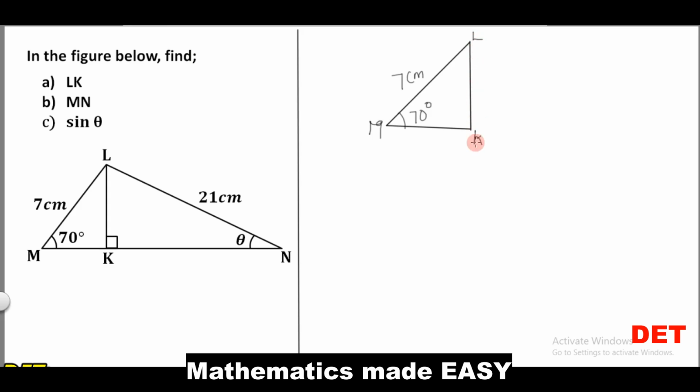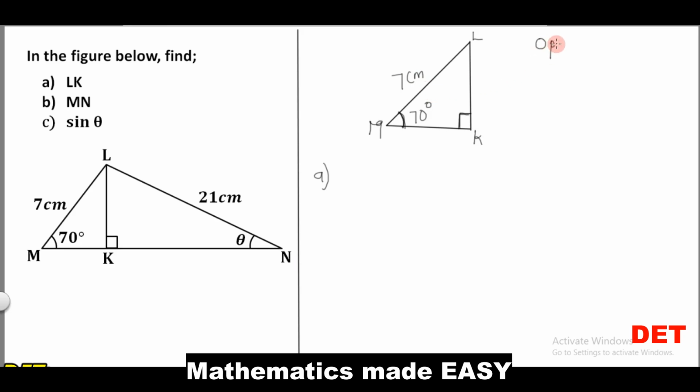So I'm looking for LK. Question A is to find LK, the distance from here to here. This is our angle 90, the right angle. The first thing that you want to do is to identify the sides. The side that you are looking for, which is LK, is the side facing this acute angle, and that is your opposite, while the side facing this right angle is your hypotenuse.